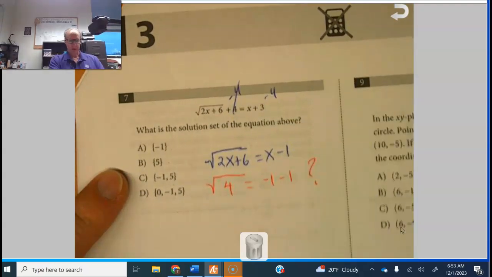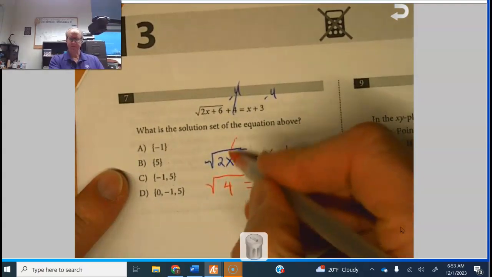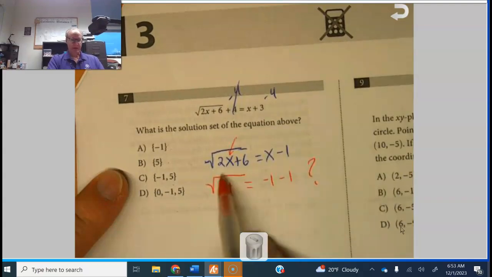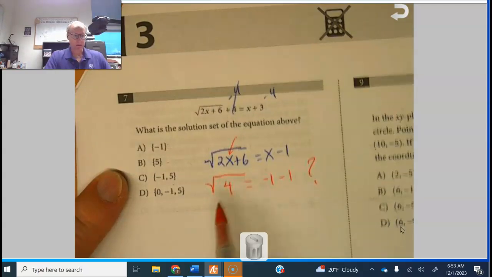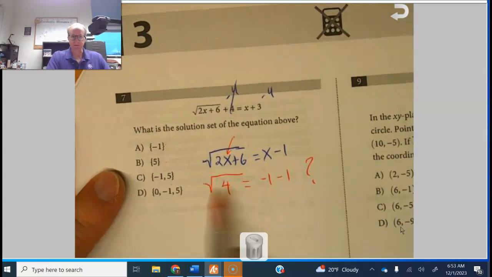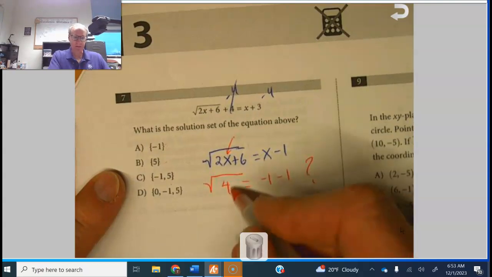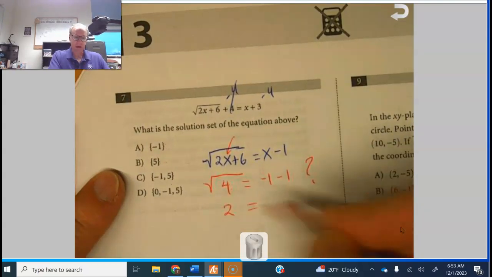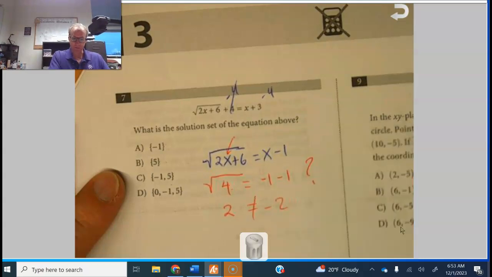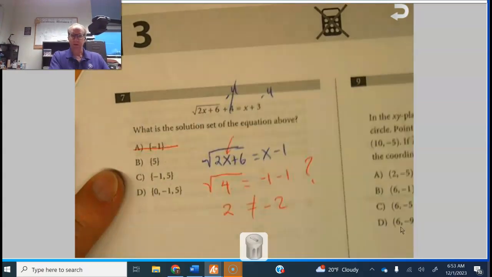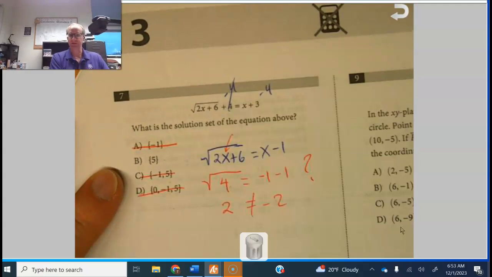Is this true? I just put a -1 in for x, simplified it. That's -2 plus 6, which is 4. The thing that you got to keep in mind is that square roots have to be positive. So this has to be a +2, and it is not equal to a -2. So -1 is out, which means that this one is out, and so is this one.